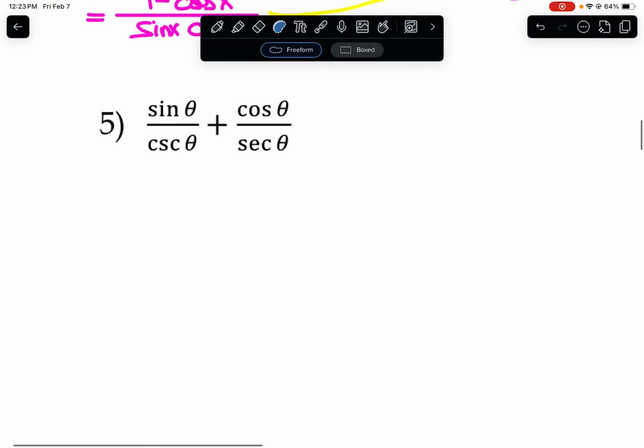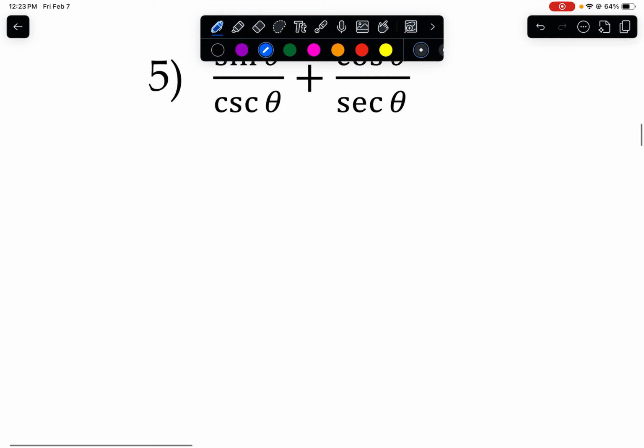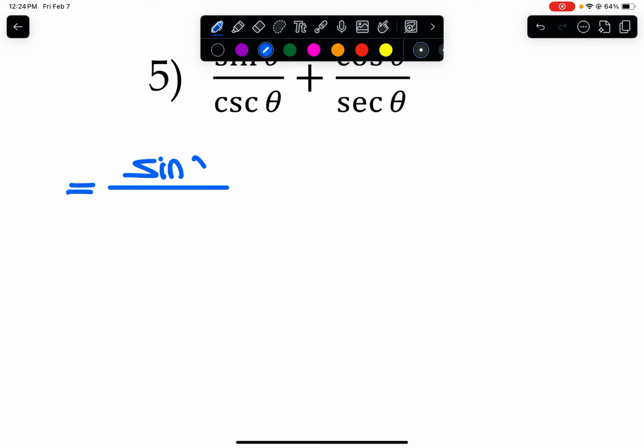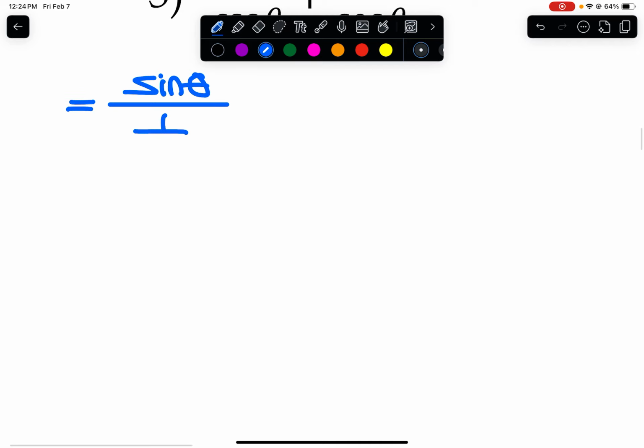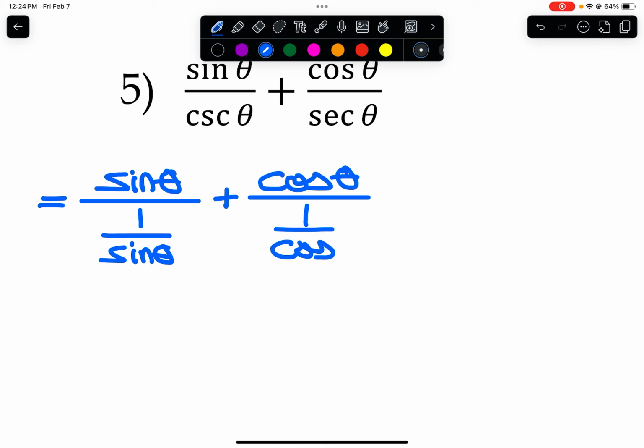Alrighty, number 5. So for number 5, once again, we're just going to focus on getting everything written in terms of sine and cosine, and then getting common denominators or multiplying by funky forms of one. Those are going to be your most common tactics. So in that first term, I have my sine theta, and then I'm going to rewrite cosecant theta as 1 over sine theta. And then over here on the right side, we're going to have our cosine theta, and then secant theta I'm going to rewrite as 1 over cosine theta.